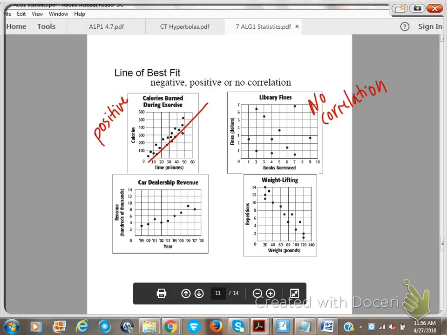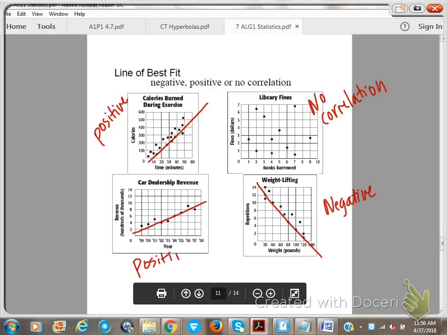What about the weightlifting one? It'd be negative. Good. It's going down. You'd have a negative slope there, so this one would be a negative correlation. And how about the car dealership one? Positive. Not as steep as the first one, but still positive, still going up.